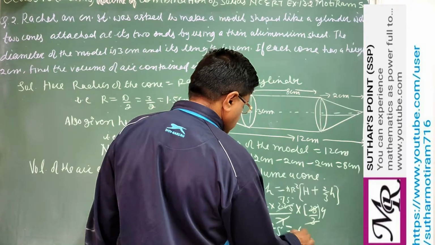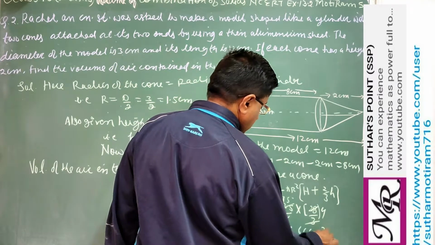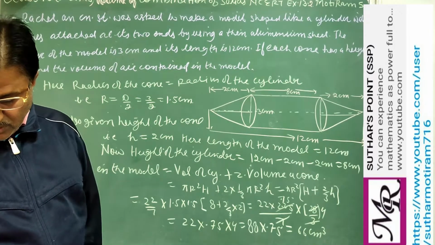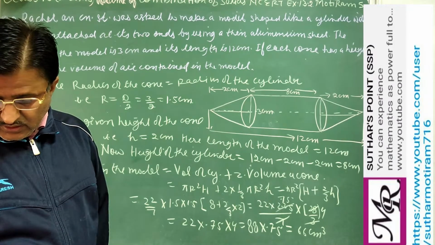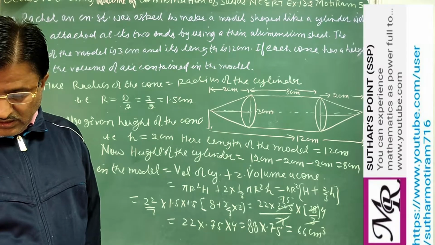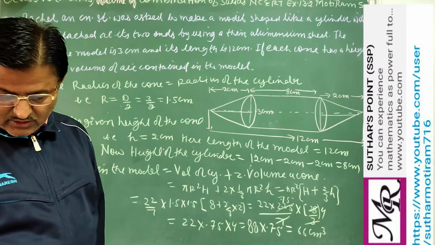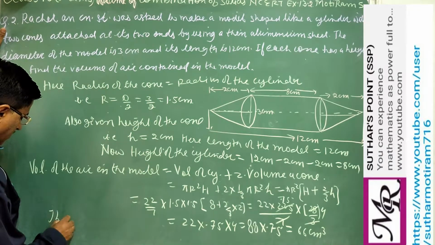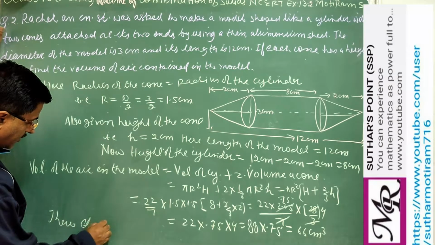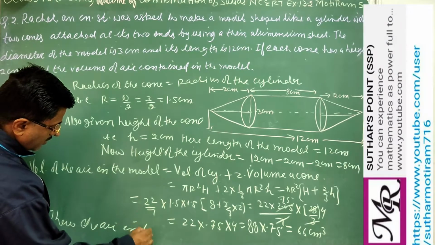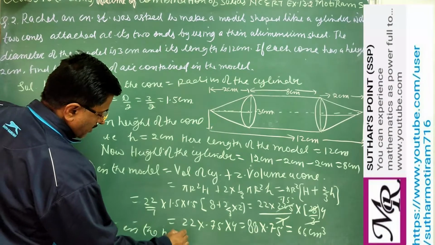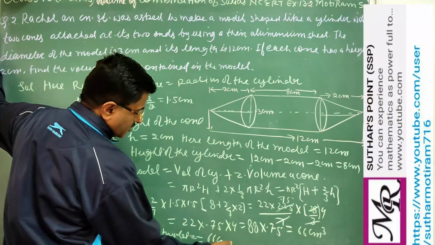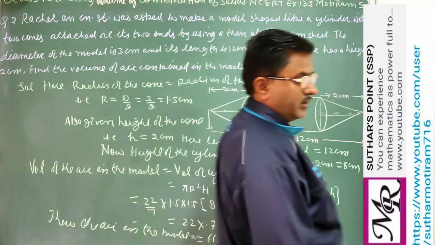So 66 cubic centimeter is the required volume, or volume of the air in the model is given by 66 cubic centimeter. Therefore, the air in the model is equal to 66 cubic centimeter.